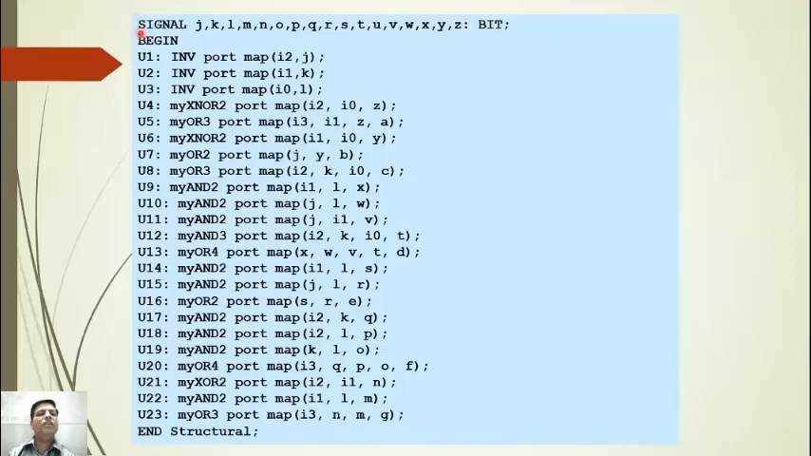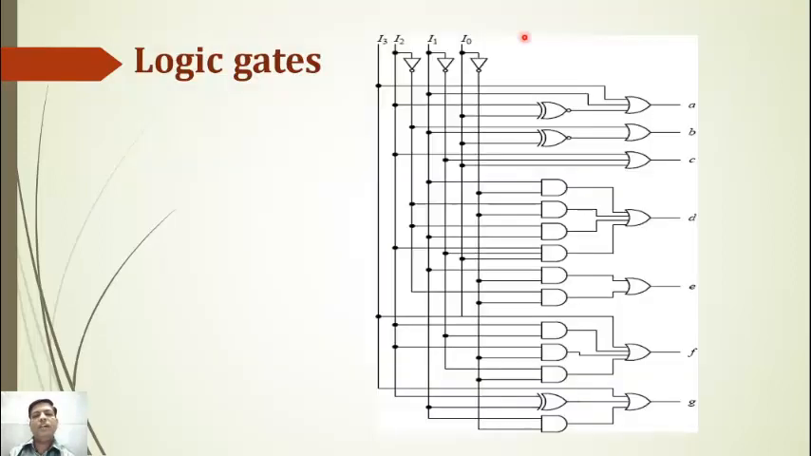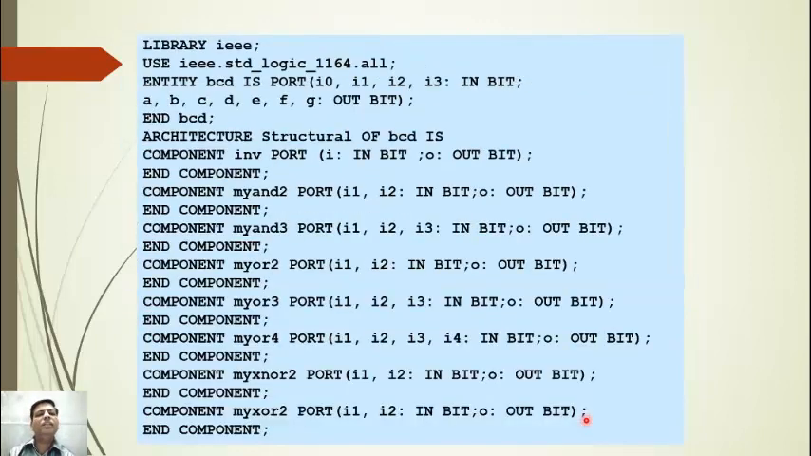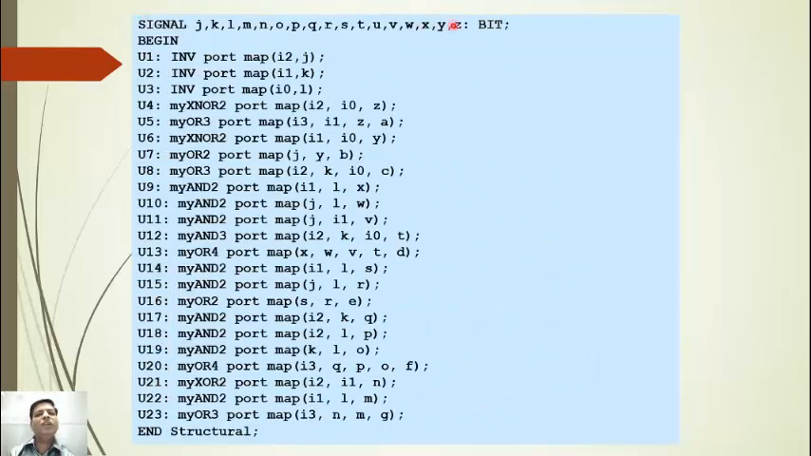Then we declare the signals, the internal signals: J, K, L, M, N, O, P, Q, R, S, T, U, V, W, X, Y, Z. These are all the signals we are defining, and they are of bit type. Here in the diagram you have to look at the internal signals; all of these we are going to define as signals. So initially we declare all signals, it is bit type information, ended with a semicolon, then begin.